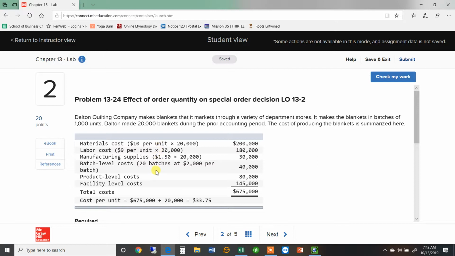We have a batch cost, so it looks like they make 20 batches a year at $2,000 per batch. They have product level costs and they have facility level costs. So the actual cost for them to make 20,000 blankets is $33.75.